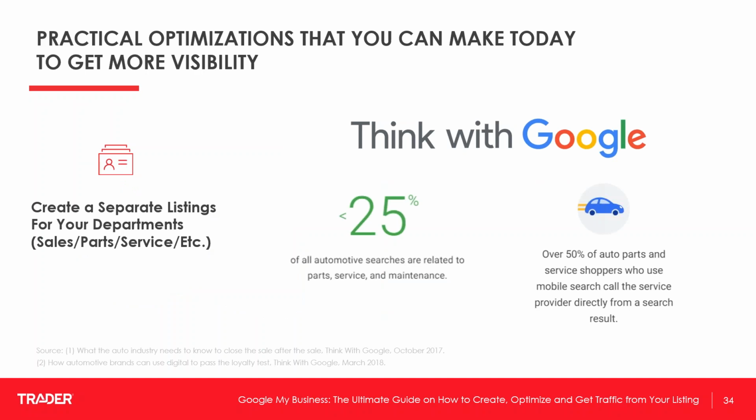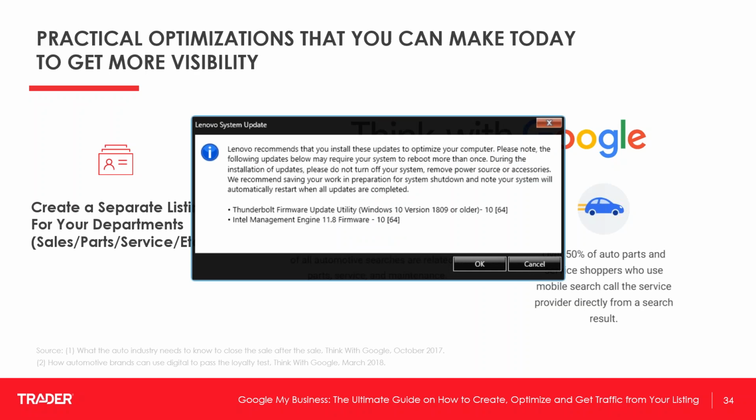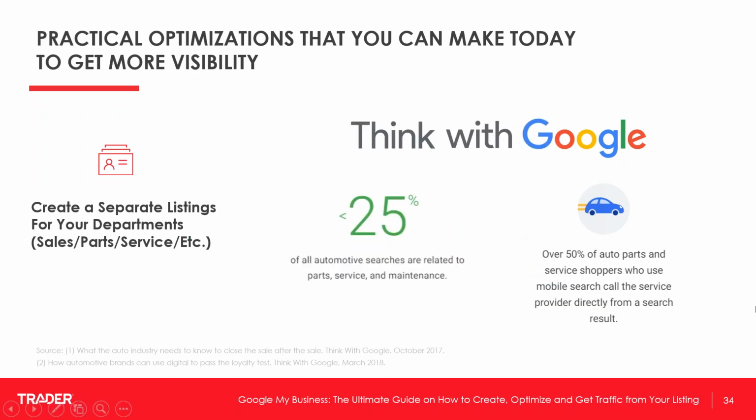This is a strategy which I highly recommend that a lot of dealerships aren't doing today. Almost every dealership has a Google My Business listing for their dealership, of course, but very few have listings for their parts department and their service department. And Google explicitly, in their support documentation, suggests that automotive dealerships should have a separate Google My Business listing for each of their departments: sales, parts, service, body shop if you have one.